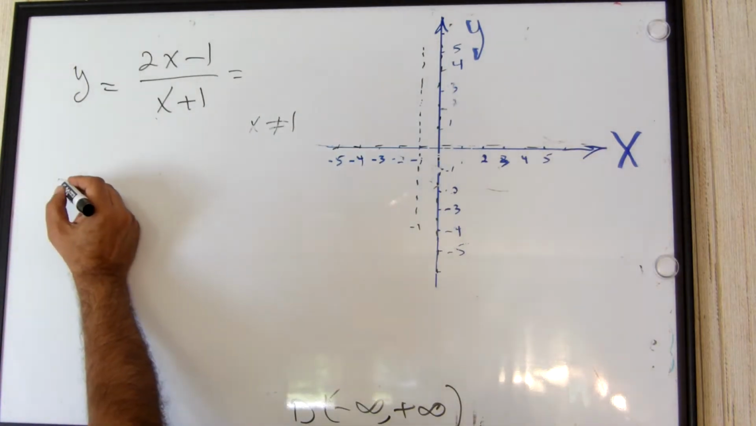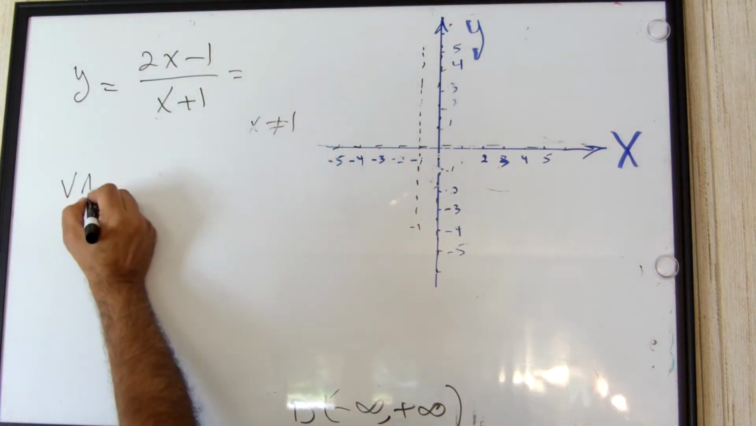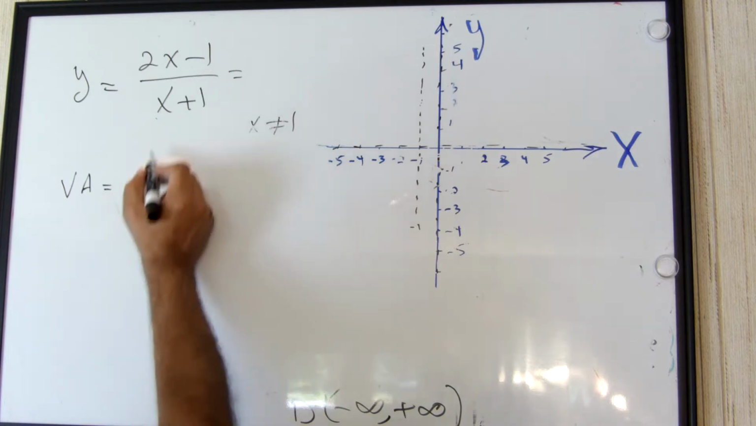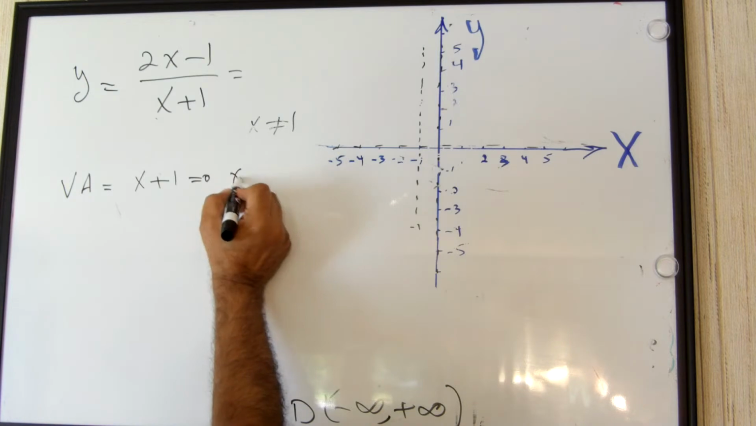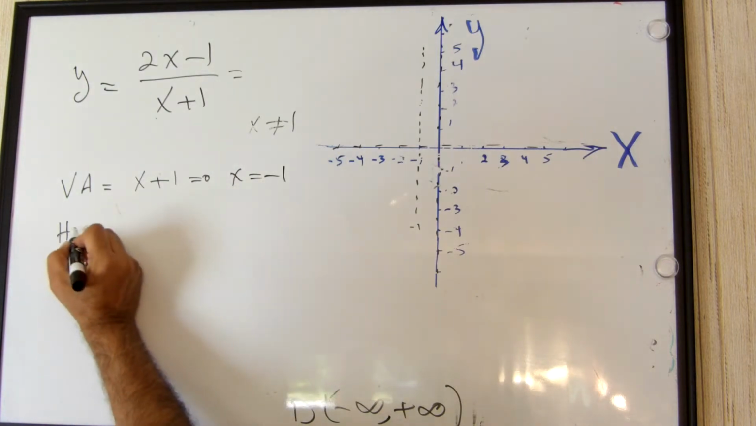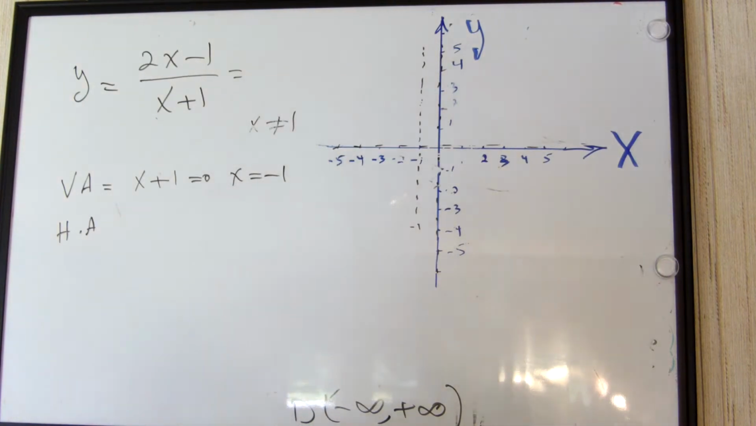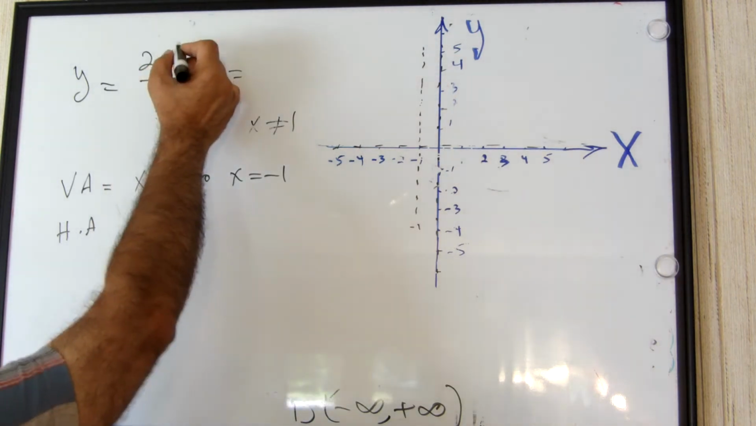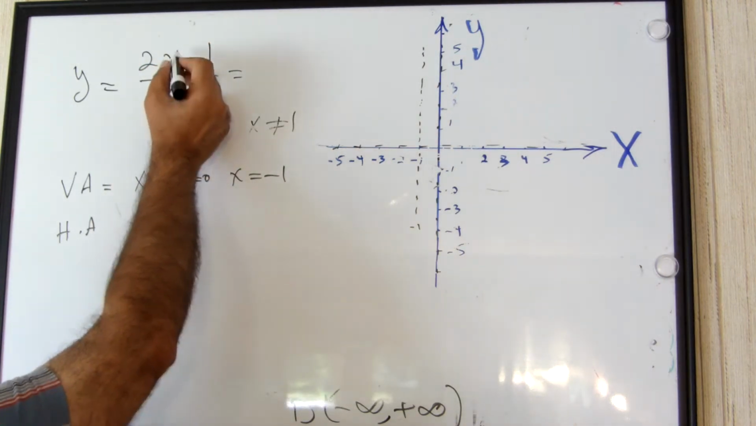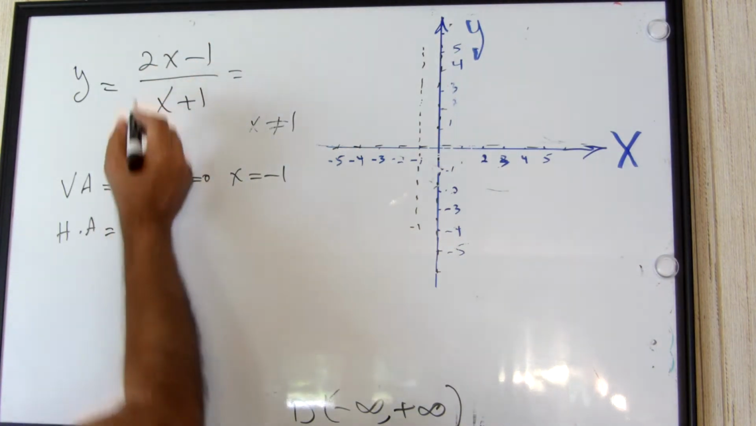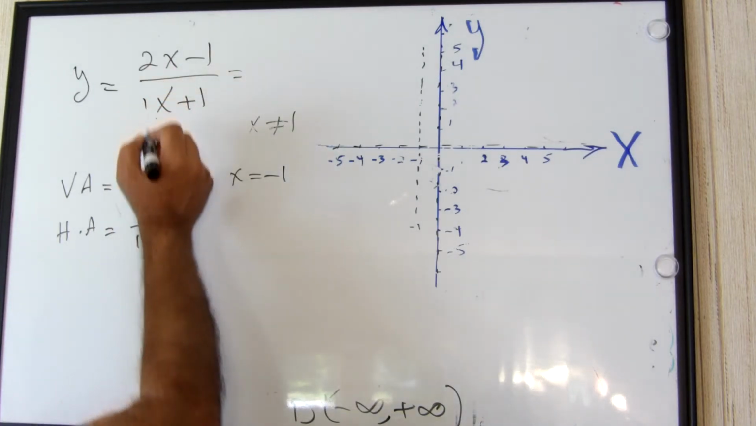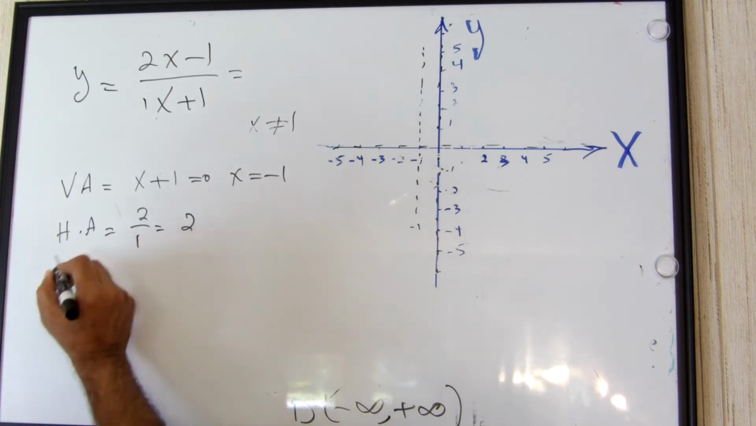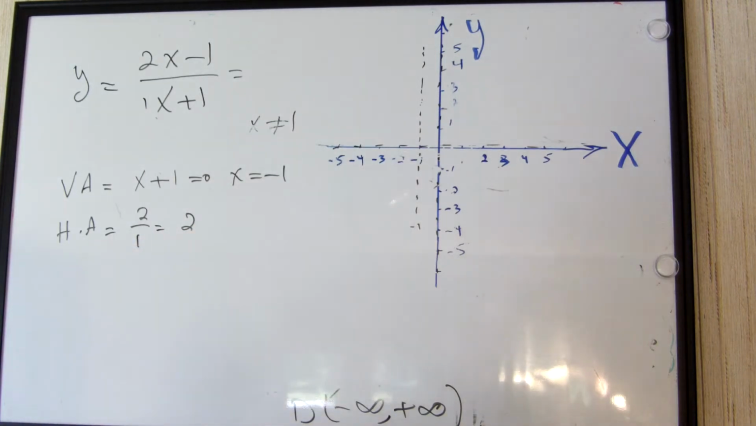So we said vertical asymptote is equal to, we set x plus 1 equal to 0, x is going to be minus 1. And for the horizontal asymptote, when the degree of the numerator and the degree of the denominator are the same, we take the leading coefficients and divide: 2 over 1. So it's going to be 2.